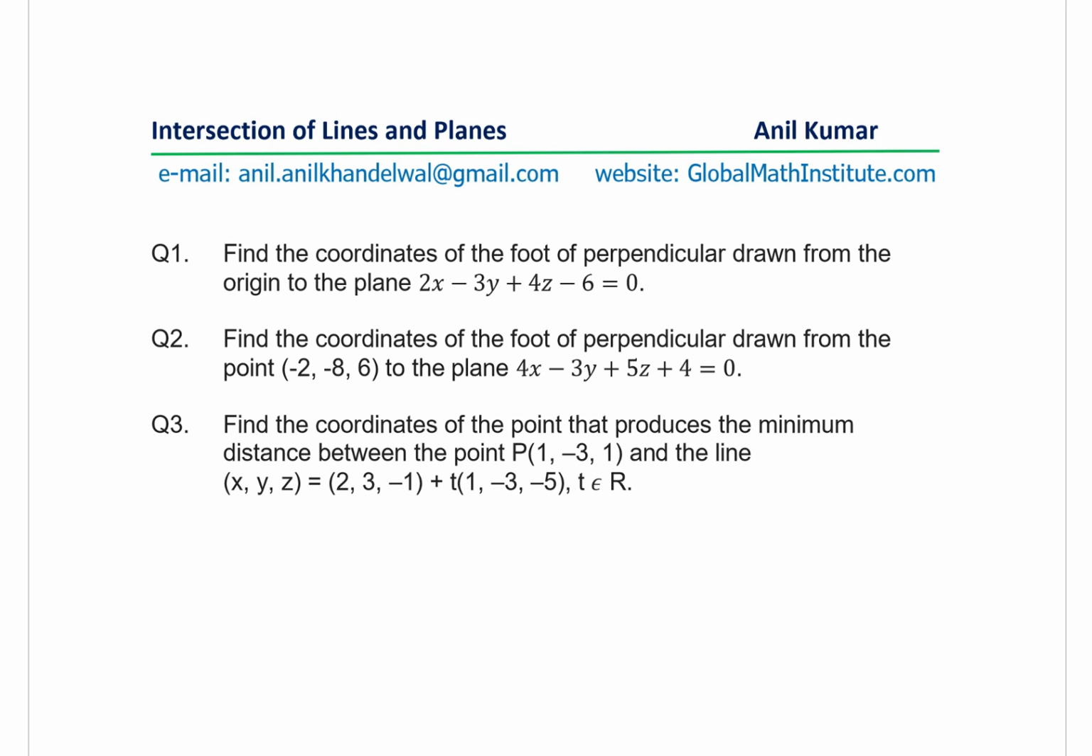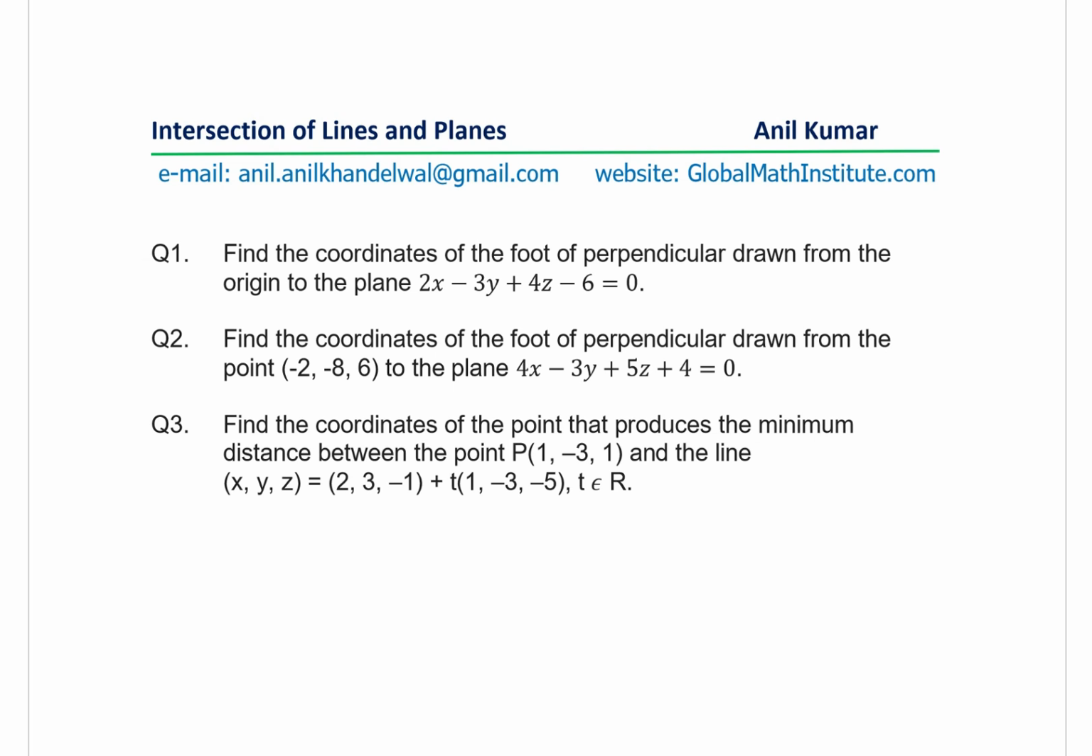Question number three: find the coordinates of the point that produces the minimum distance between the point P (1, -3, 1) and the line (x, y, z) equals (2, 3, -1) plus t times (1, -3, -5), where t belongs to real numbers. You can always pause the video, answer these questions, and then look into my suggestions.